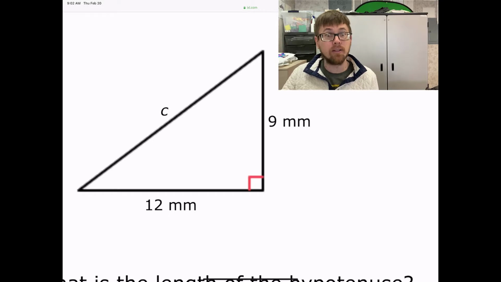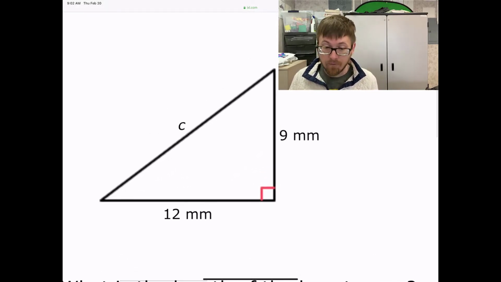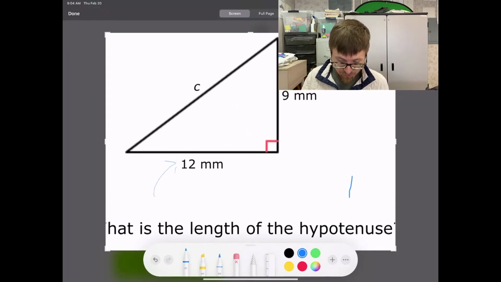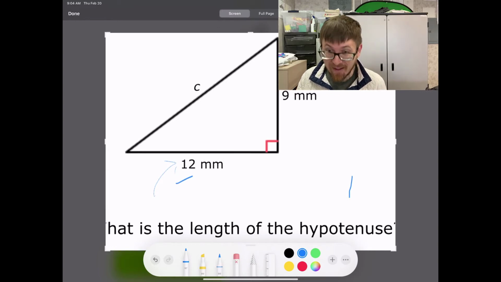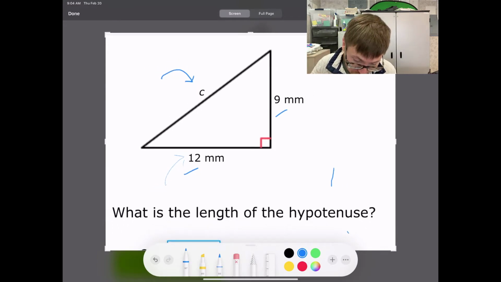Mr. Lang, what's a hypotenuse? The hypotenuse is your longest side of the triangle, all right? So on here you have 3 sides of the triangle. Notice there's a side that's 12 millimeters. There's a side that's 9 millimeters. Millimeters, that's what it is, okay? And then you have a side, we don't know the length of that 3rd side, so we call it C. The hypotenuse is the longest side. The hypotenuse is also the side that's opposite of the square corner, which is called a right angle.